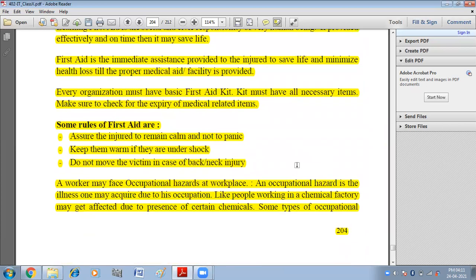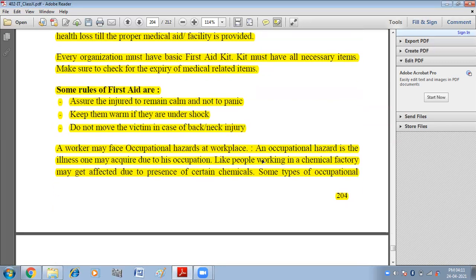Some rules of first aid are: assure the injured to remain calm and not to panic. Keep them warm if they are in shock. Do not move the victim in case of back or neck injury. If anybody has an injury in the back or the neck, don't try to move that person.